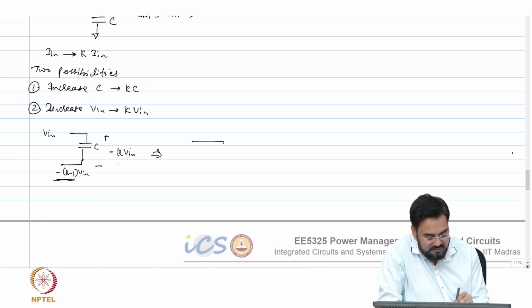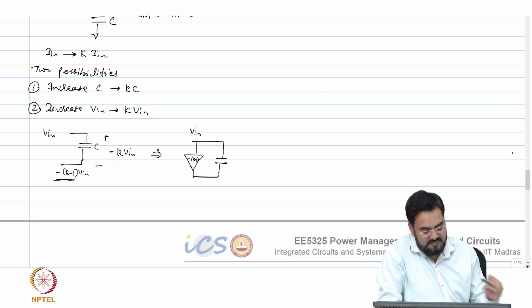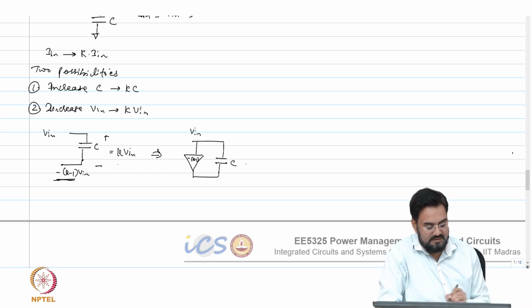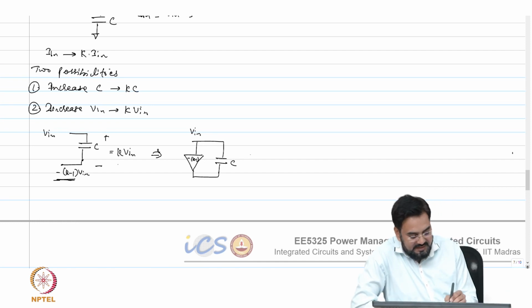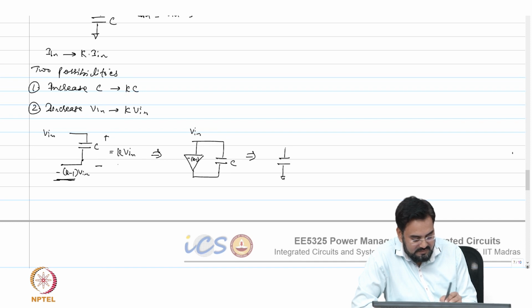This is equivalent to putting an amplifier with a gain of what? Minus K minus 1 V C. And can I represent it like this? Sorry, K times C.